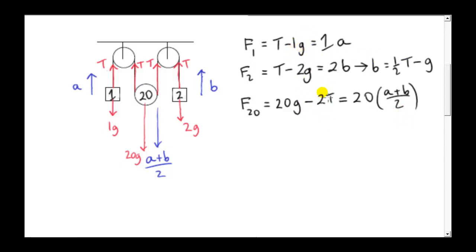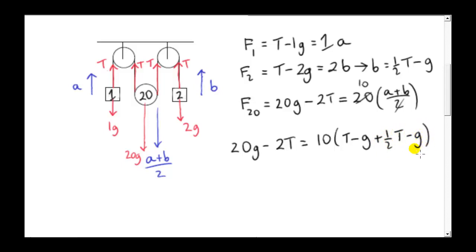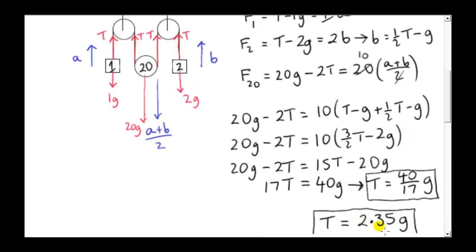So you can see we have 3 equations and 3 unknowns. What I will do is plug in for A and B into the third equation, so we'll get an equation in T only. On the right hand side we have 10 into A plus B, where A is T minus 1g, and B we get from the second equation: it's a half T minus g. Okay, so we solve for T, and if we go back here we can see that that makes sense. So T is 2.35 g.